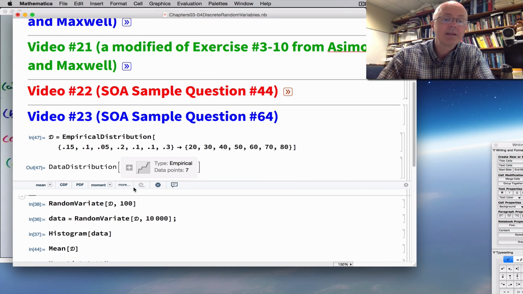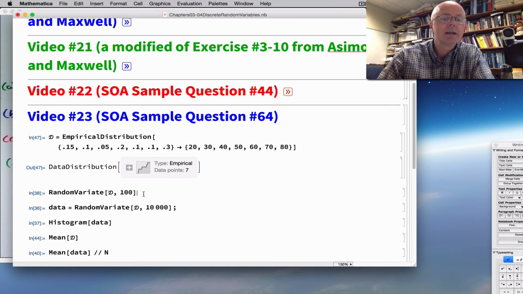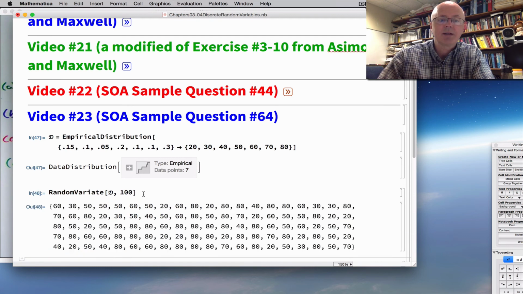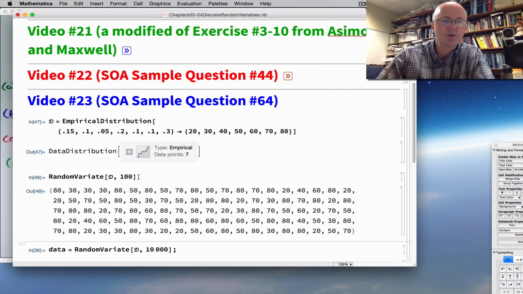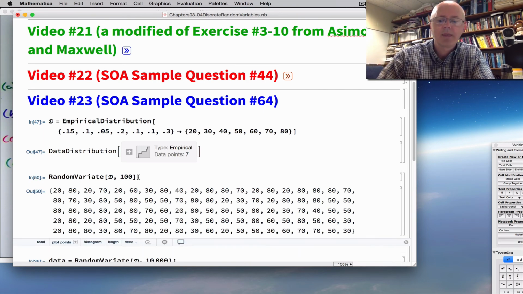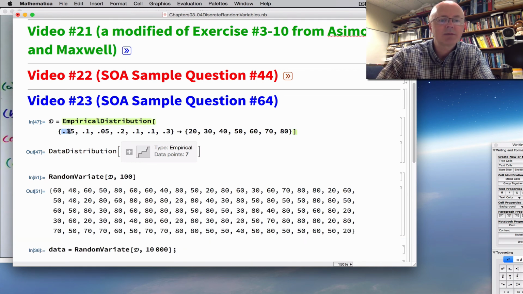This code will enter this distribution into Mathematica's memory, and then if I want to simulate sampling from this distribution, I can use something called RandomVariate. This will generate 100 sample values from this distribution, 100 claim sizes, you might say. And it is a sampling kind of thing. If I redo this, I get different numbers each time. It's a simulation. But no matter which one I do, you should expect about 15% of them to be 20s, 10% to be 30s, 5% to be 40s, 20% to be 50s, 10% to be 60s, 10% to be 70s, and 30% to be 80s, okay?